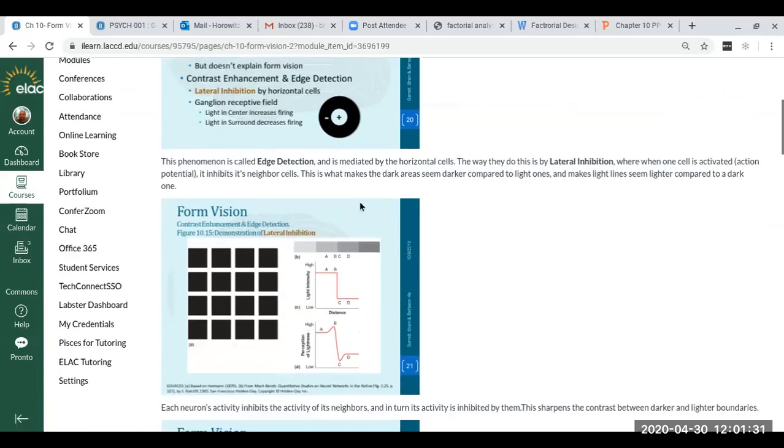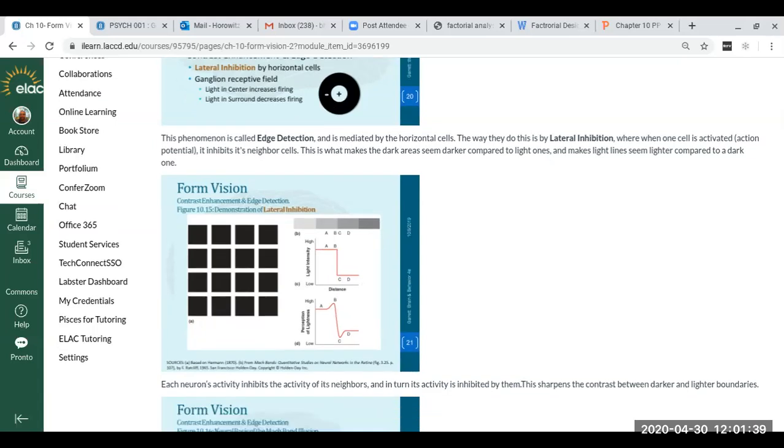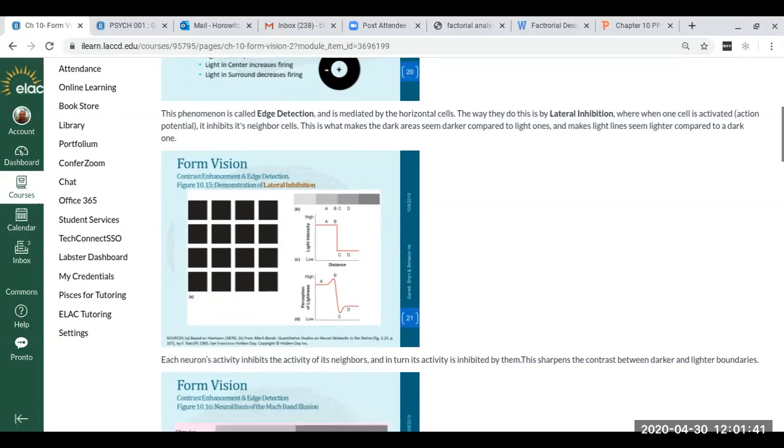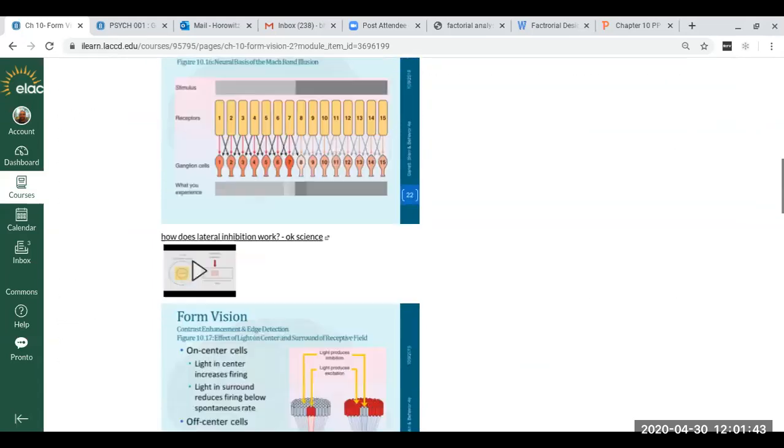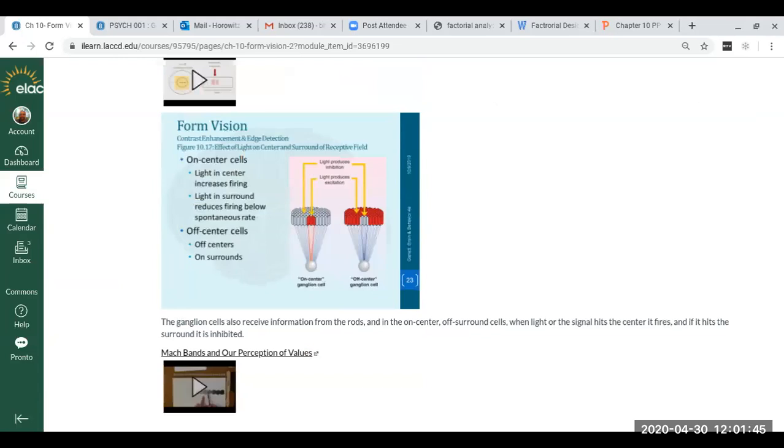Lateral inhibition just says for the cell that fires, its neighbors are going to be inhibited, right? So we'll be able to see that difference and be able to sharply detect the two different shades. Looking here, we see that there are two different types of ganglion cells. There is light in the center increasing the firing, just like the ones we saw, called the on-center cells, where if it hits the surround, it reduces the firing.